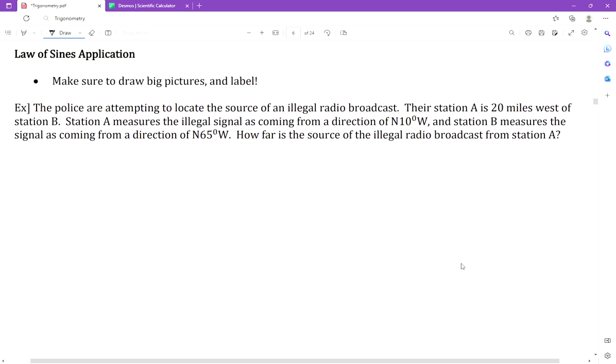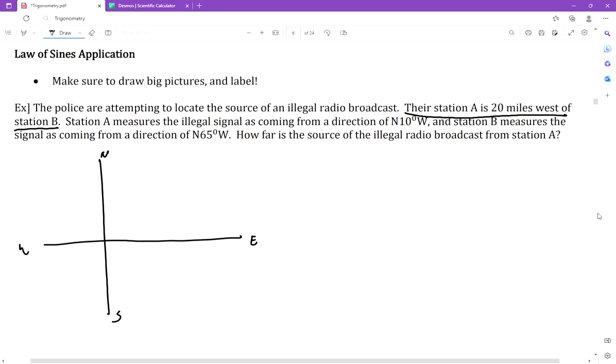So it says the police are attempting to locate the source of an illegal radio broadcast. Their station A is 20 miles west of station B. Okay, so I'm going to get that sketched right now. Because it says a compass direction, I'm going to draw a big old north, east, south, west, so never eat soggy waffles. And it says their station A is 20 miles west of station B. So if I say this is A, then B is over here. So if A is to the west of B, B is to the east of A.